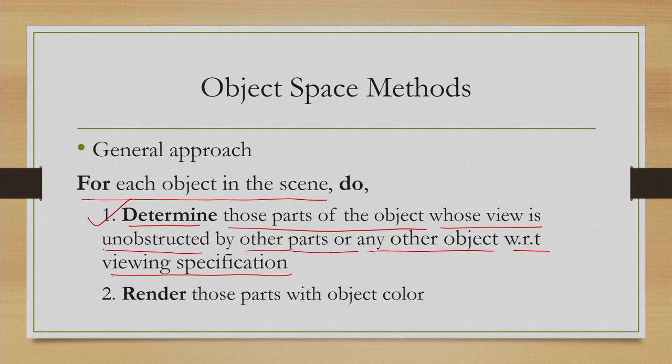So, first stage is to determine the parts that are hidden with respect to the viewing position, and then in the second stage we render the parts that are not hidden. So, essentially those parts that are not obstructed with the color of the object. So, these two are the general steps that are performed in any object space method, namely first stage is to determine the surfaces that are not hidden, and in second stage we render those surfaces or parts of the objects with the particular color.